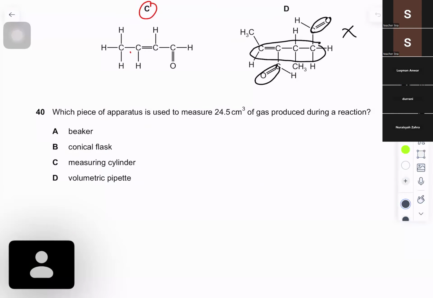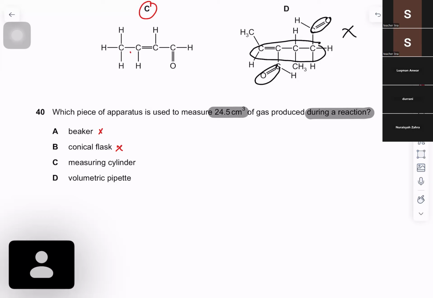Dia tanya pasal apparatus yang use. Okay. Yang ni sebenarnya, usually dia tanya kat question number 1 tau. Lepas tu dia sekarang ni dekat last pula dia tanya that one. Okay, which pieces of apparatus used to measure 24.5 cm3 of the gas produced during the reaction? Okay, beaker memang totally wrong lah. Memang beaker cannot. Conical flask pun cannot.